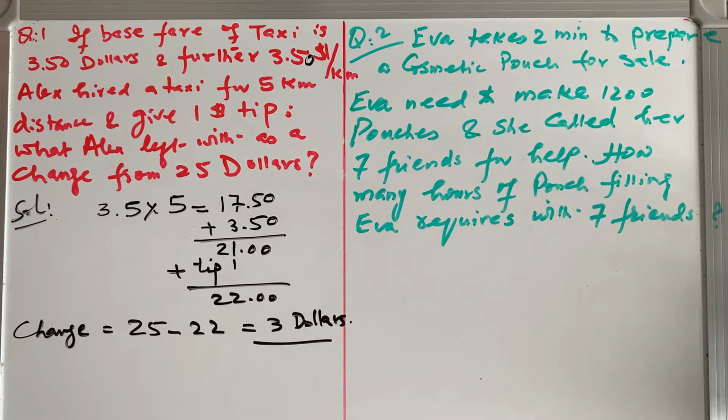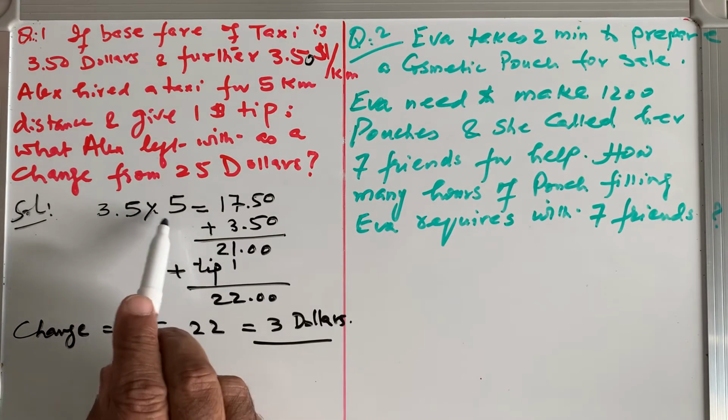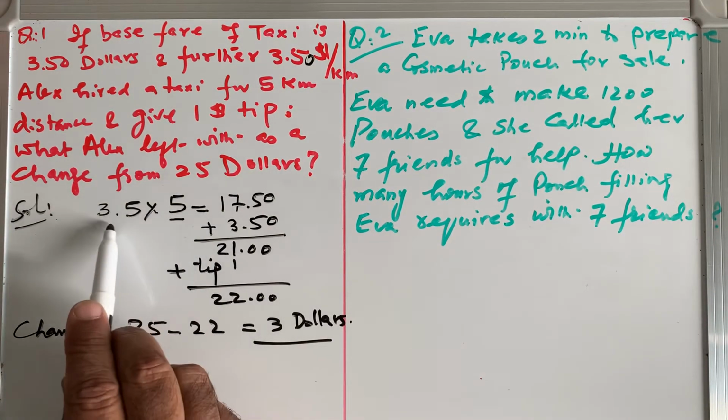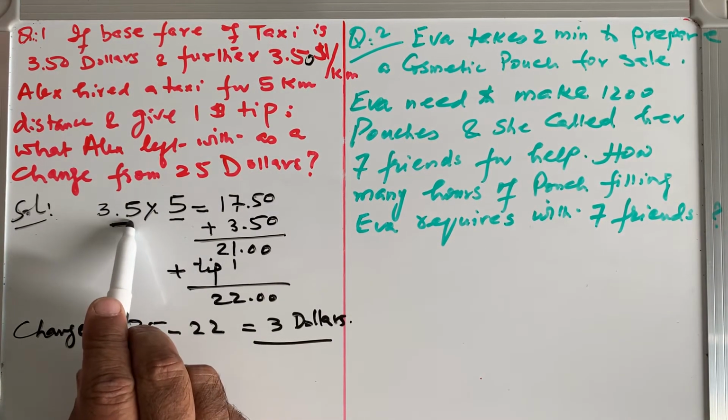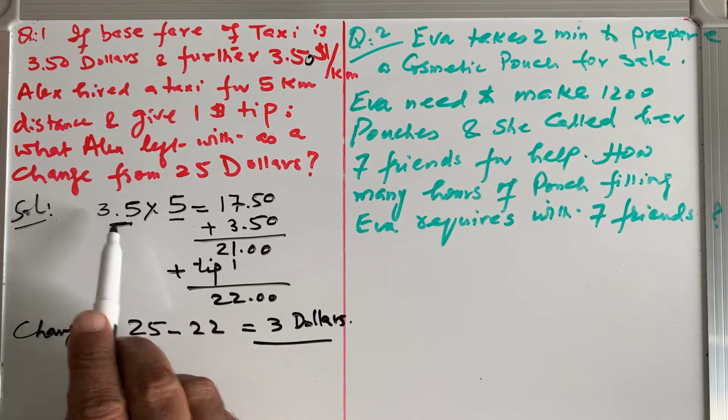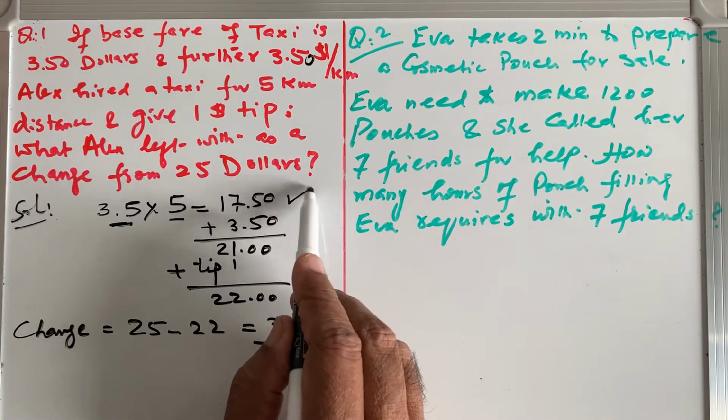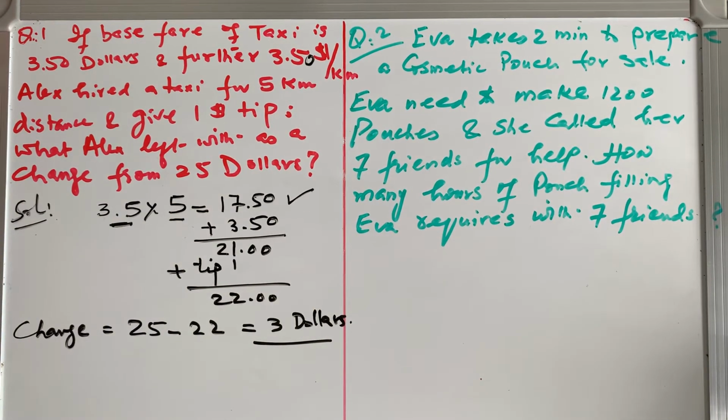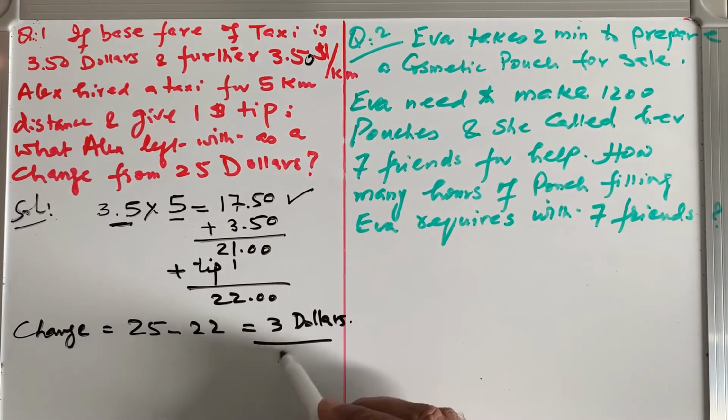So what do we have to take care of? We have to take care that he took the taxi for 5 kilometers. So you have to multiply by $3.5 per kilometer. So the total kilometer ride is $17.50. Then you have to add the constant thing, which is $3.50. You arrive at $21, and then you add the $1 tip, so you arrive at $22. Then you have to subtract it from the $25, because the change he will be having is $3. Hope you understand this. This is your answer.